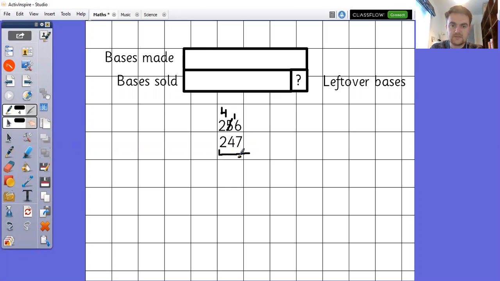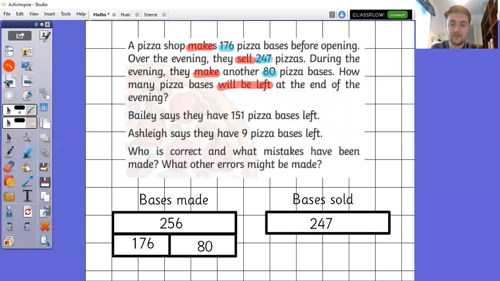Let's see how successful I can be at writing using this. It is 9, which is not the easiest number to draw. 4 take away 4 is 0. 2 take away 2 is 0 as well. So I can see that I'm left over with 9 pizza bases. Now, if I go back to my question, I know that Ashley was correct. I'll decide to tick that for me.